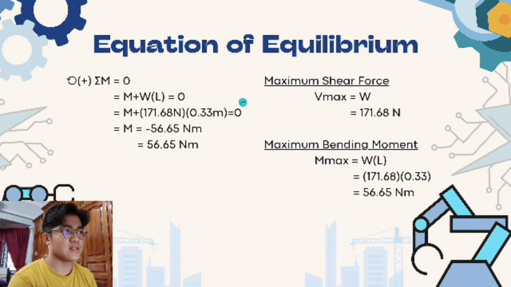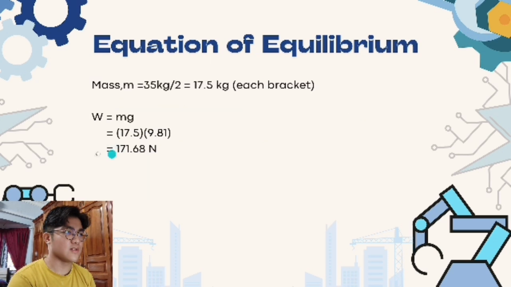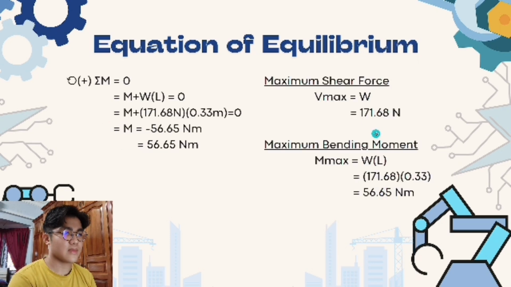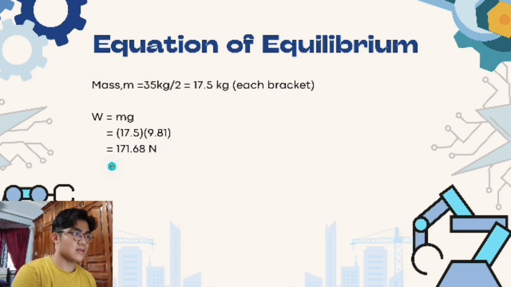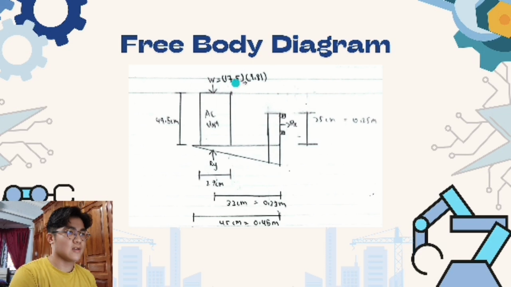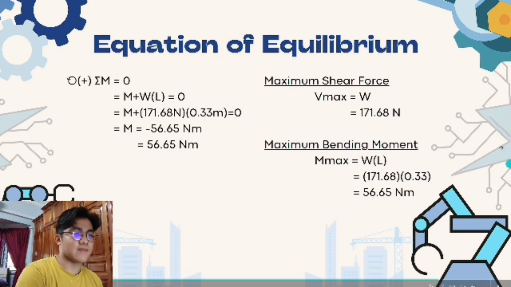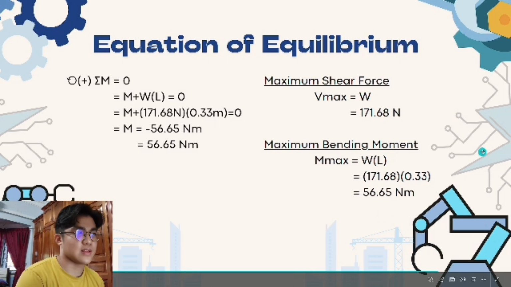And here is the maximum shear force, which is V max equal to W, because it's static, it's in equilibrium, and the only forces we have are Ry and W. So we only use W here, which is 171.68 Newton. And the maximum bending moment is on the wall. The bending moment here is the weight times the length from the wall to the AC unit where the weight reacts, and we can get the maximum bending moment as 56.65 Newton meter.